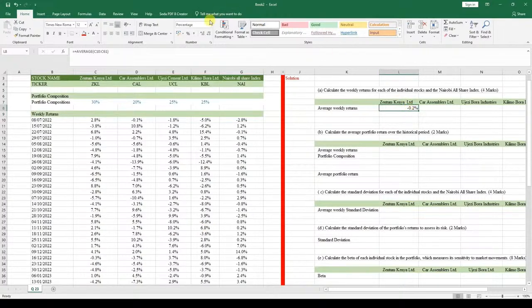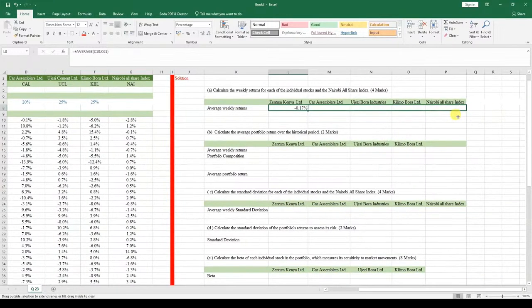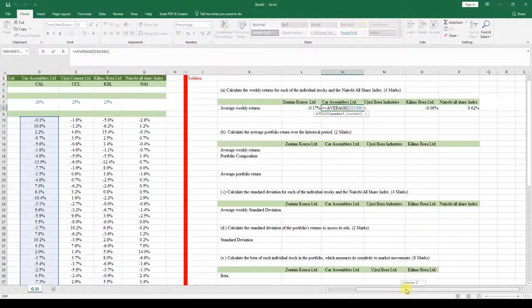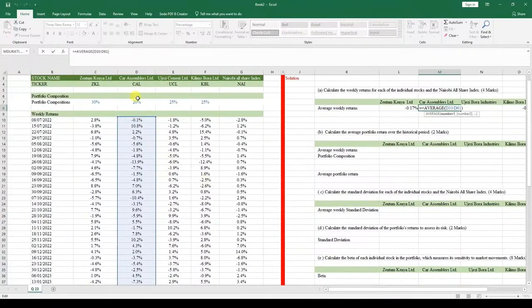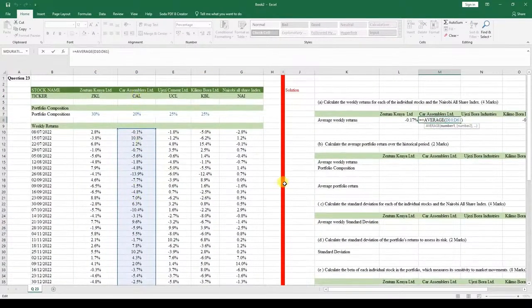Let's put it to maybe say 2 decimal places. That 2 decimal places is up to there. And if we were to drag it moving towards the right, we wouldn't be wrong, because we're saying that it picks the average for car assemblers. You can see car assemblers, it picks it right there. So that's what they're saying, the average weekly returns is given to us right there. Escape.